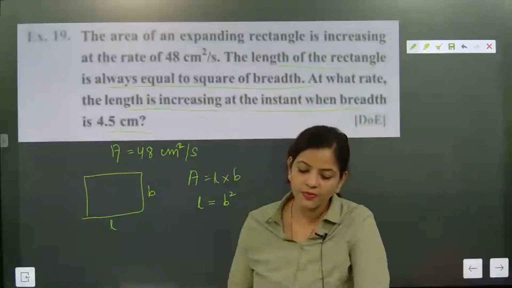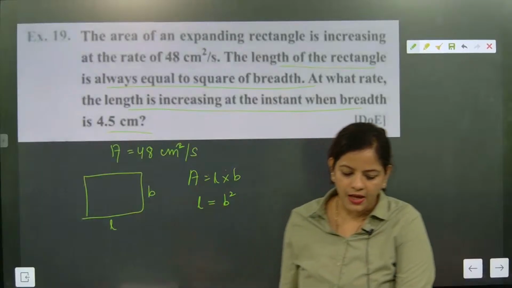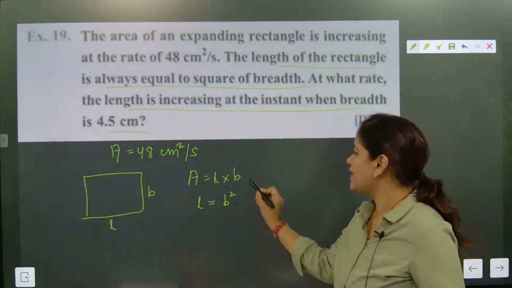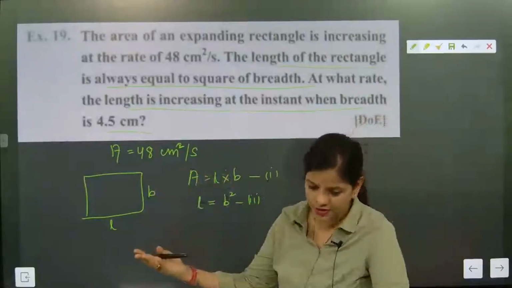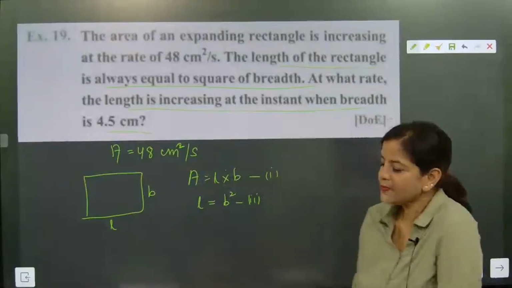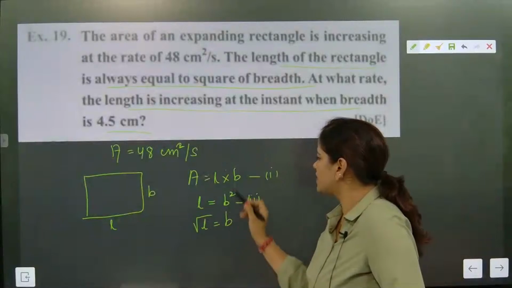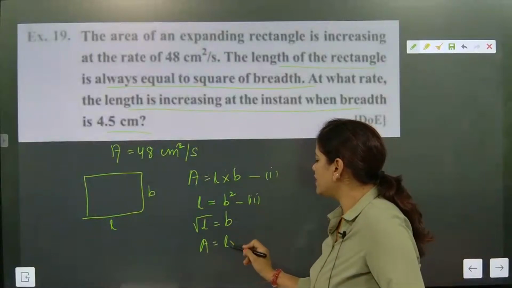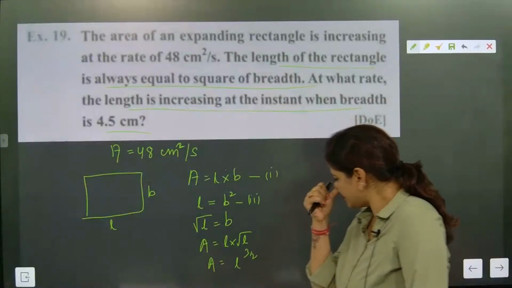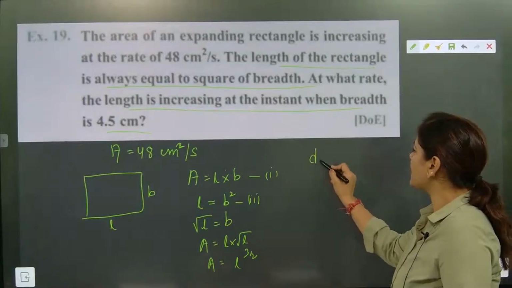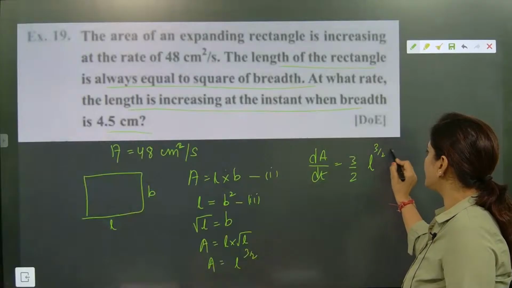Beta, in the area formula, if I want to remove breadth, I write A is equal to L into B, and according to the statement they have given, L is equal to square of breadth. So root under L is equal to B. So A is equal to L into root under L, so A is equal to L to the power 3 by 2. Now differentiating, dA by dt is equal to 3 by 2 L to the power 3 by 2 minus 1.